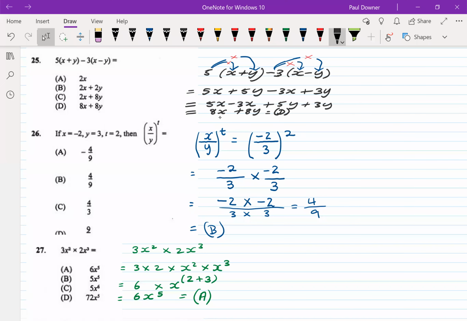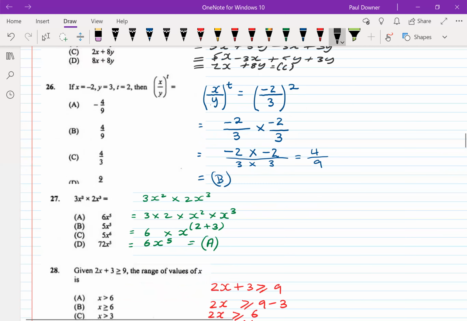Let me see if I could fix it. Yeah, this is giving a little trouble. Okay. So this is 5x minus 3x, and that should be 2x, right? And then plus 5y and 3y is 8y. So that should be 2x plus 8y, which is actually answer C, right? So let's fix that. Yes, that's C. So very good. So the answer here is 2x plus 8y, which is item C. So if you got that, you're correct.